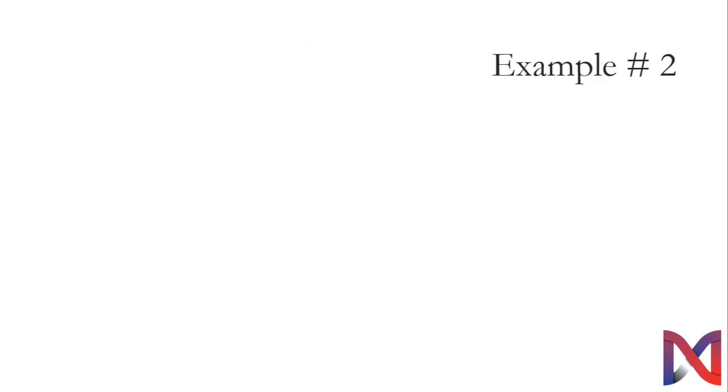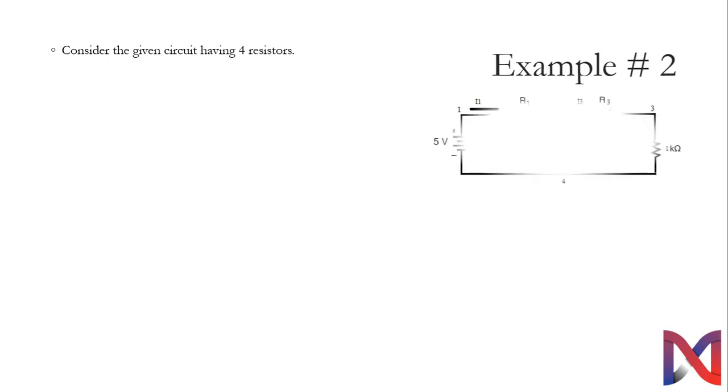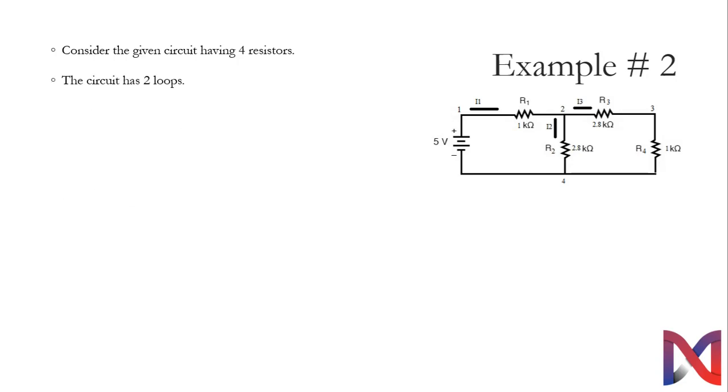Let's move to our example number 2. Consider the given circuit having 4 resistors connected in a complex combination. The circuit has 2 loops. Loop 1 is here and loop 2 is here. For both loops, the direction of current is taken in clockwise direction.